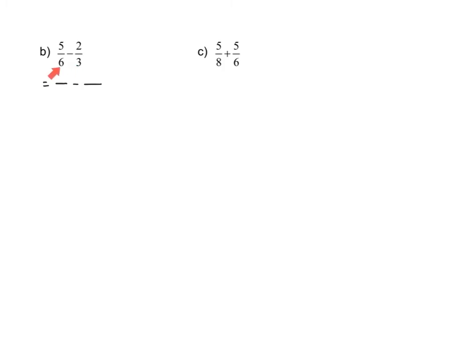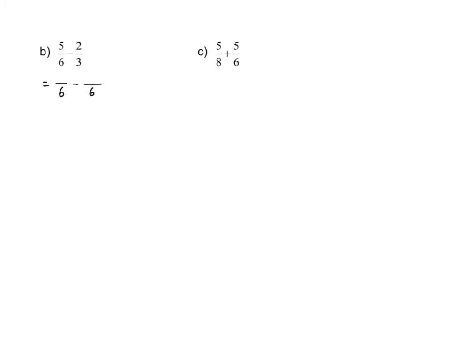We need to make them the same number. So I need the lowest common multiple of 6 and 3. So the lowest number which is in the 6 times table and in the 3 times table. So go up your 6 times table, stop when you get to a number in the 3 times table. So 6, there we go, straight away. The first number in the 6 times table is 6, and it's also in the 3 times table. So it's my lowest common multiple.